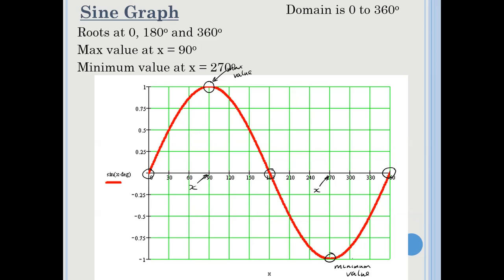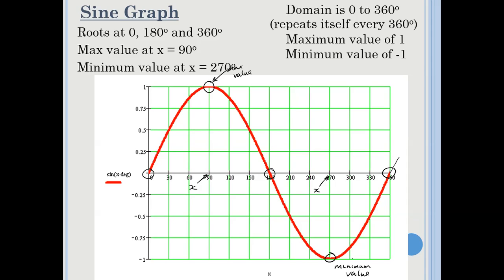What we call the domain, it takes place. So you can see it starts at 0, goes all the way up. When we get to 360 degrees, that's where if we were to continue this graph on, it would start to repeat itself. So the domain is 0 to 360. As we say, a maximum value of 1 and a minimum value of -1. And the way that we would write this is we would just say y equals sine x.